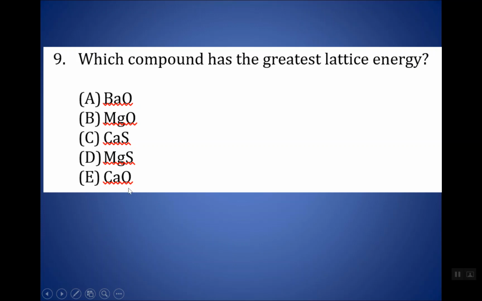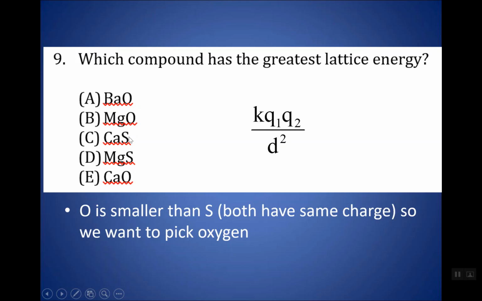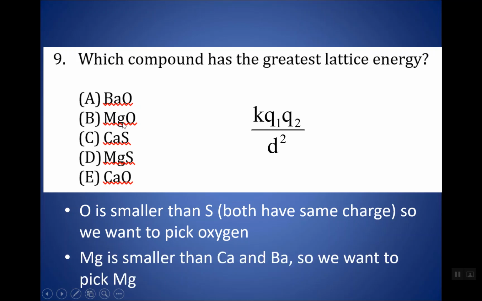But if I'm looking at my negative ion, my anion, I'd want to pick oxygen over sulfur because the oxide ion is smaller, has fewer shells. And out of all my positive ions, I'd want to choose magnesium because it also has the fewest shells and would be the smallest. So it would be choice B.